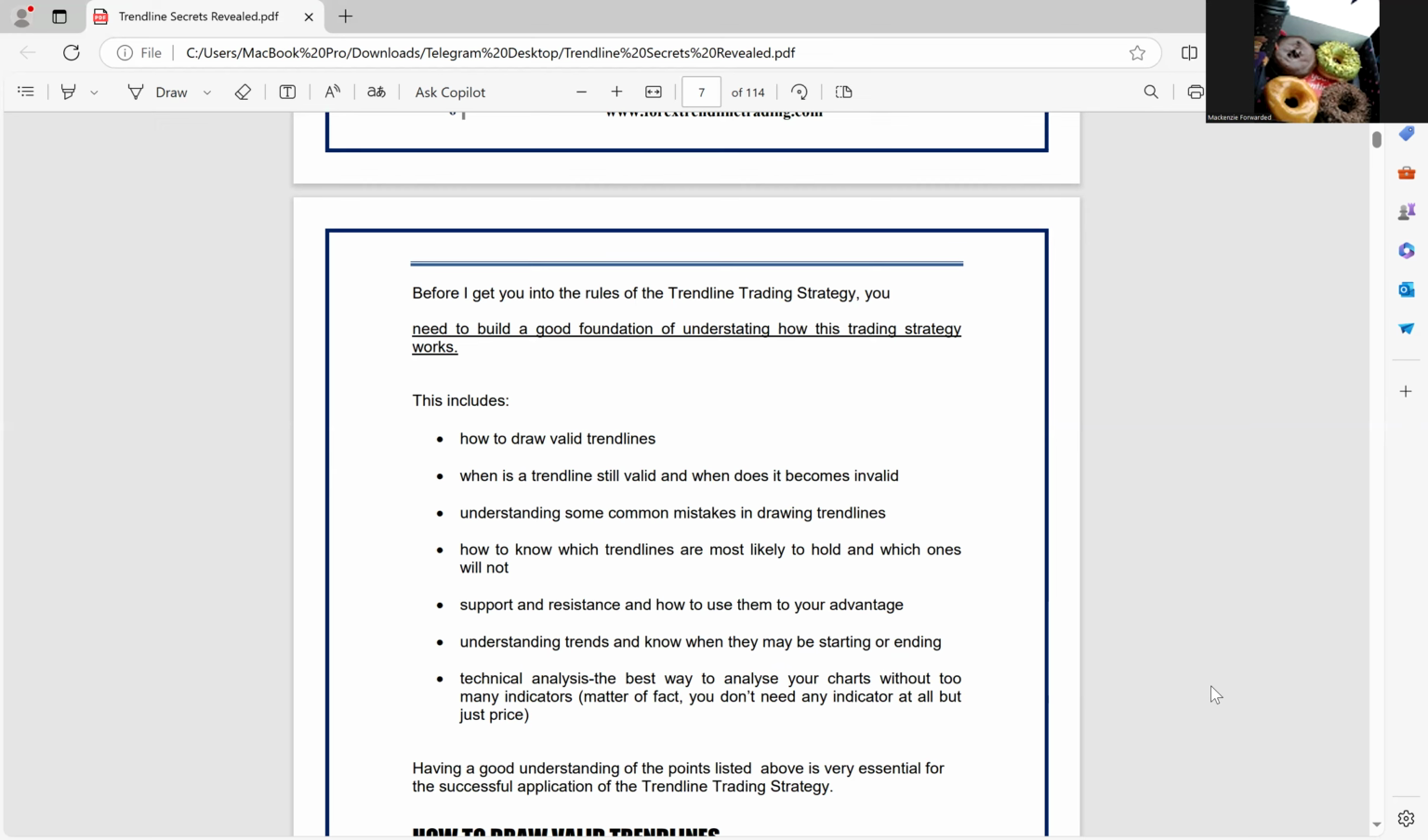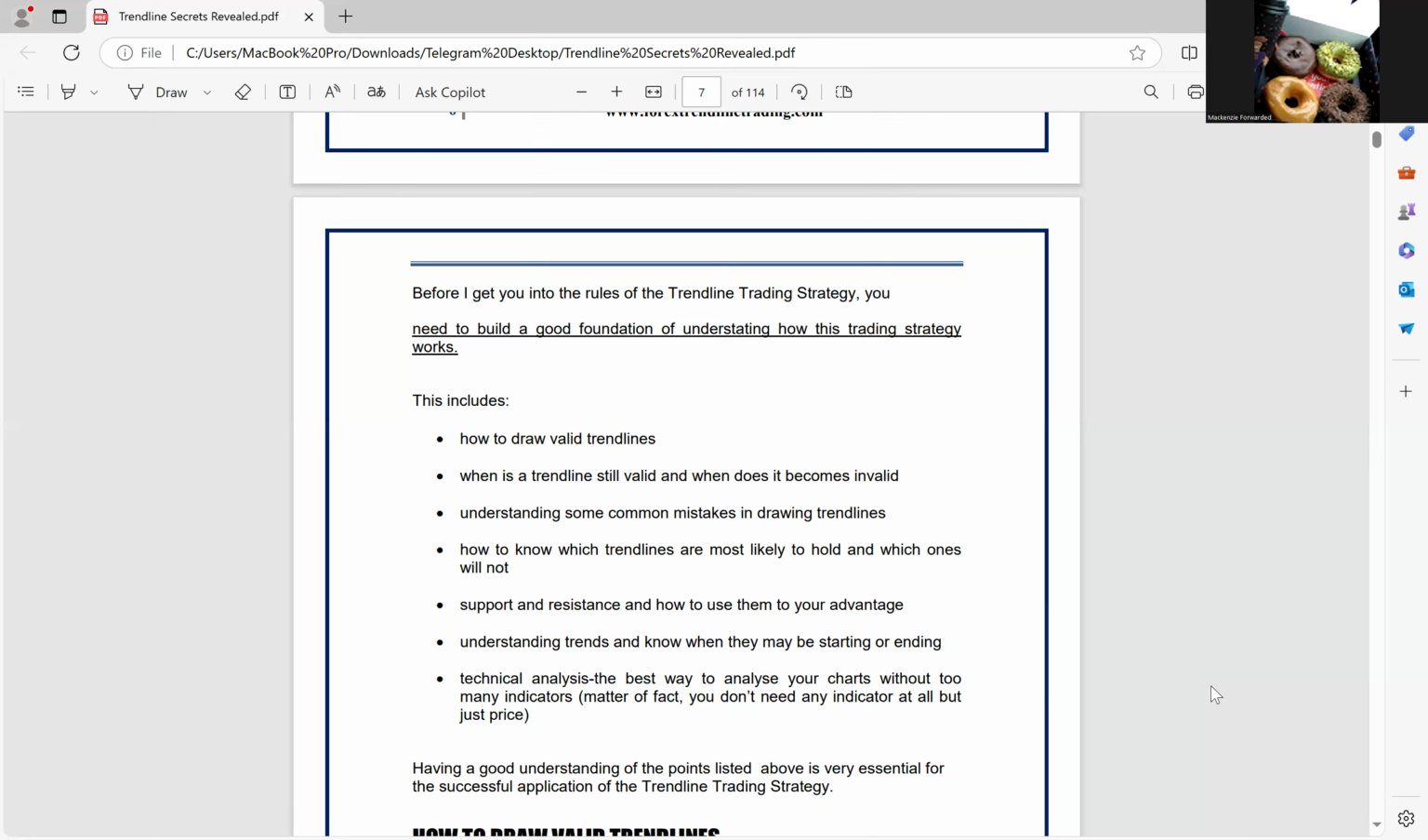The next one is when is a trend line still valid and when does it become invalid? Everything is on the PDF and it's going to be explained in detail. So what I'm doing for you guys is helping you break it down on the chart so that you understand perfectly. Because there's one thing to see something in a book and for it to be done live. That's the difference. The next one is understanding some common mistakes in drawing trend lines. The fourth one is how to know which trend lines are most likely to hold and which ones will not.